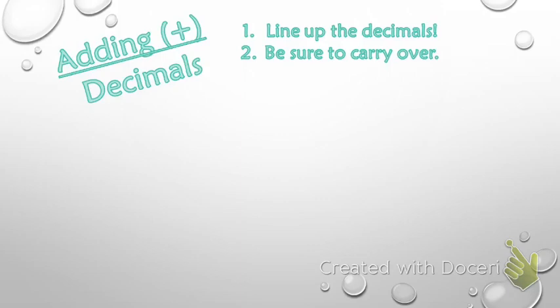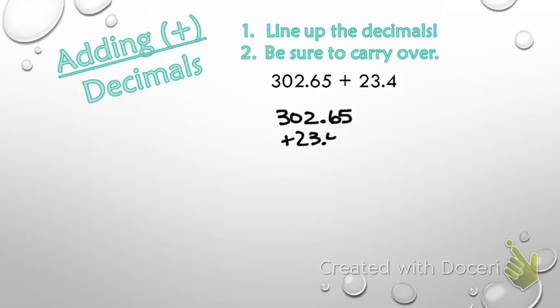Adding decimals. Your main thing to do is to line up the decimal. Be sure to carry over. Alright, there we go. So here, step 1, line up your decimals. When you're adding decimals, make sure you line it up. So I'm going to rewrite them: 3.02 plus 23.4 plus 0.65. Whatever spaces, you fill that in with 0.